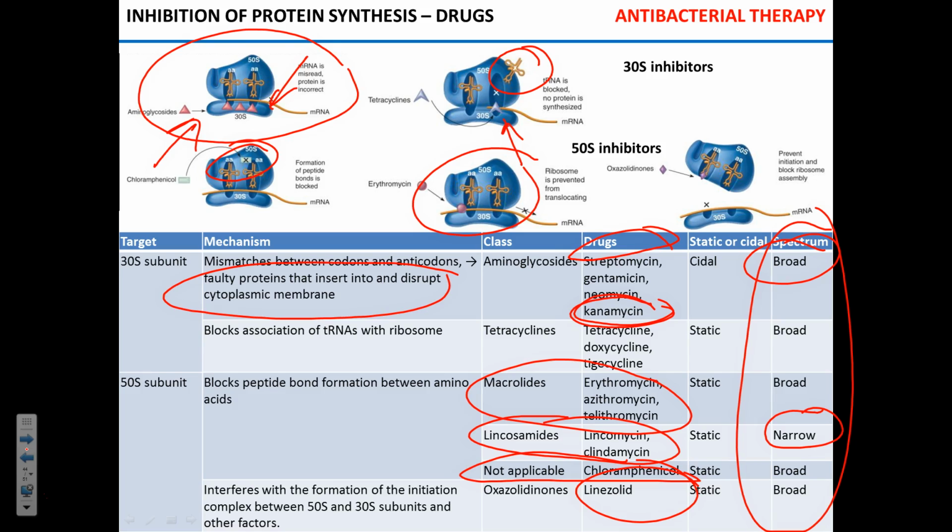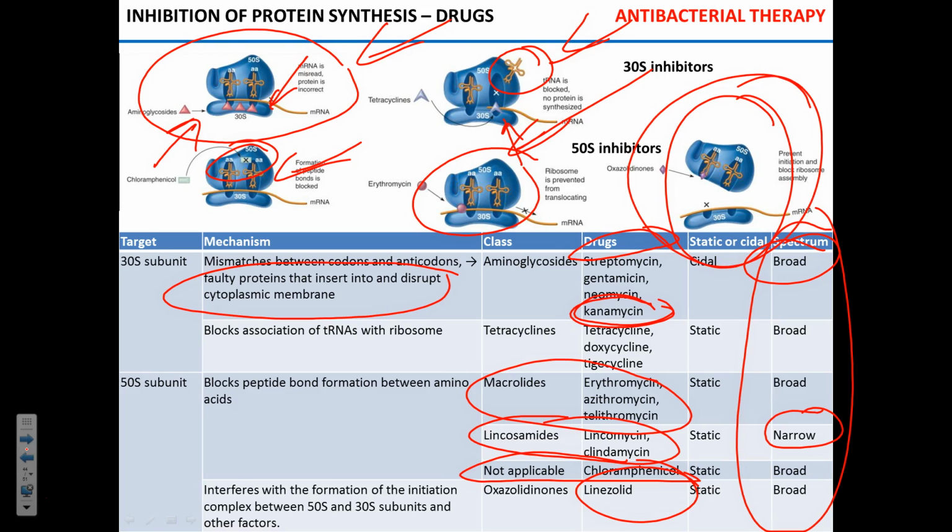prevents formation of the entire complex between 50S and 30S. Does that make sense? So the ribosome isn't even formed. In all these other cases, there is a ribosome. Linezolid prevents the ribosome from assembling. So it doesn't even let the synthesis start. Despite their effect, those antimicrobials in the therapeutic concentrations are bacteriostatic and not cidal, right? Except for aminoglycosides.